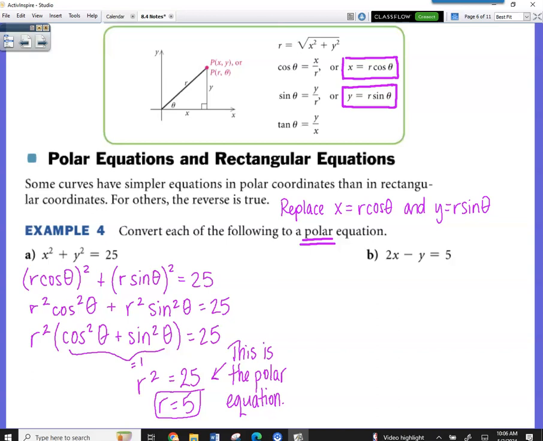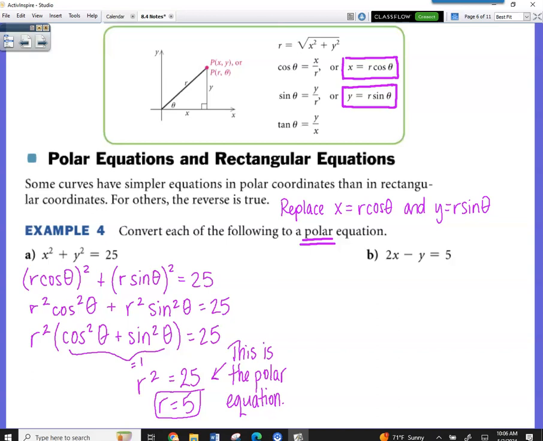All right, let's do the next one. Now, here's where you're going to see that the polar equation is actually cleaner than the rectangular equation, although we all prefer the rectangular because we're so used to x and y. But what I mean by cleaner is it's short, sweet, to the point. It's r equals 5.